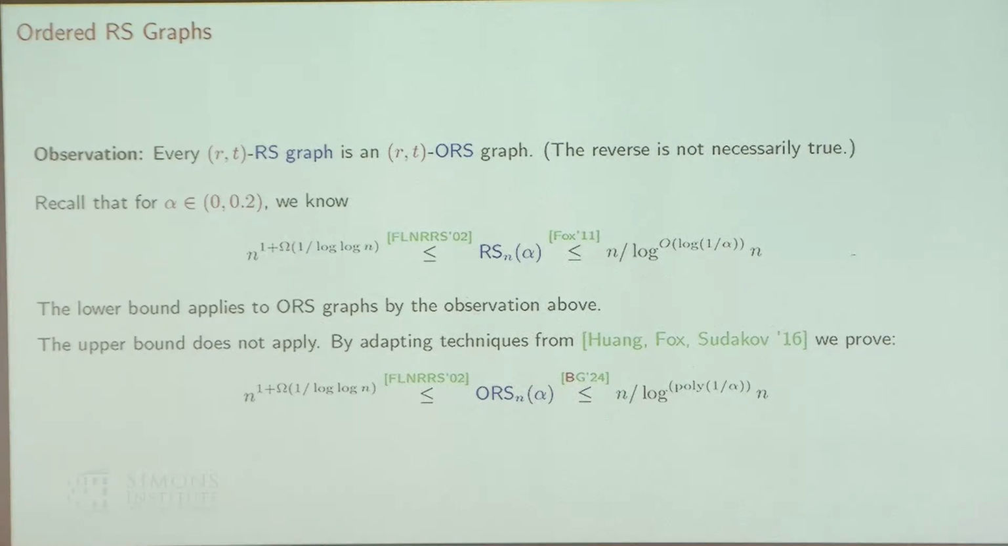So by adapting techniques from a paper of Huang, Fox, and Sudakov, with Alma, we showed an upper bound that's qualitatively the same as this, but the dependence on alpha is worse. So it's n over log iterated, again, a constant number of times. But this constant has a worse dependence on this constant alpha. Here it was log. Here it's poly 1 over alpha. It's 1 over alpha cubed. OK, but morally, again, we do not really have a good understanding of density of ORS graphs.